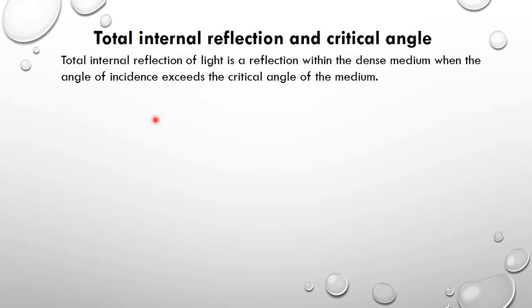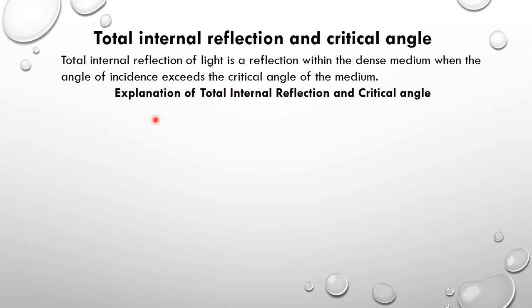So we are saying total internal reflection of light rays is a reflection within the dense medium when the angle of incidence exceeds the critical angle. That's the definition. Now we are going to explain how that occurs. Let's explain that, and then also explain the critical angle.